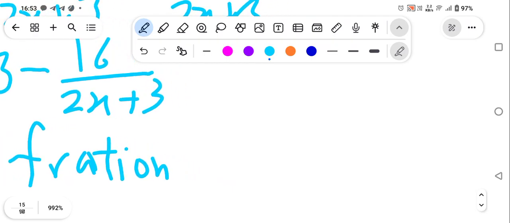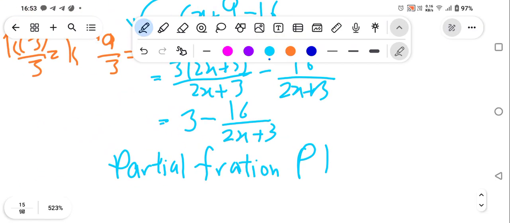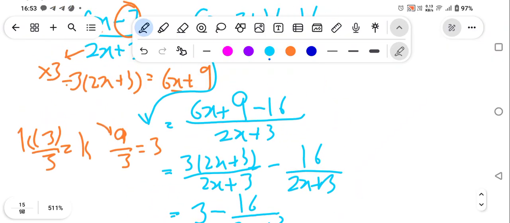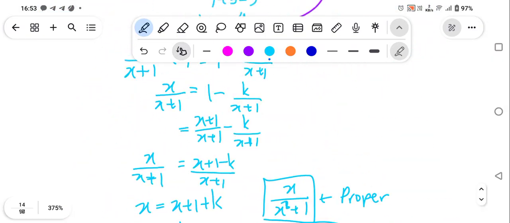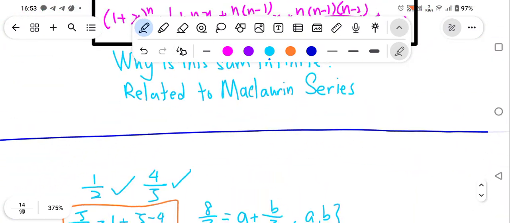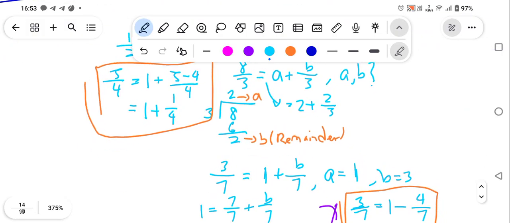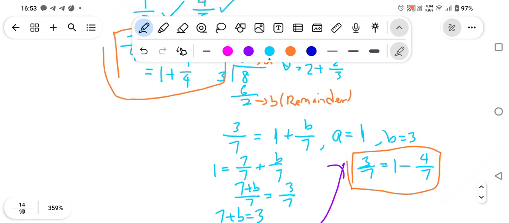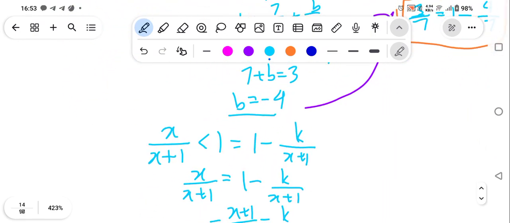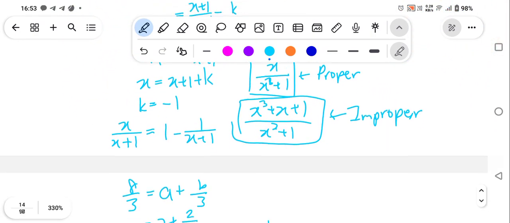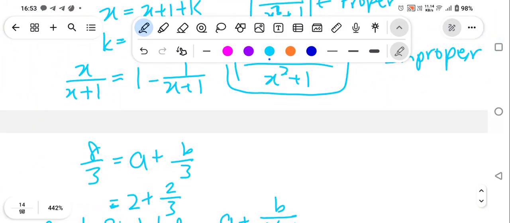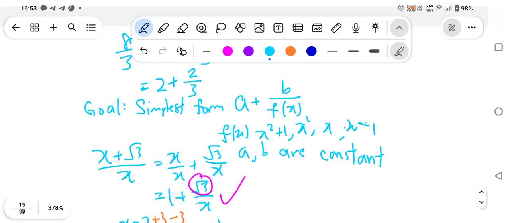Partial fraction, part 1. So what is the summary we learned from this? In summary, at first we talked about some normal fractions, and we know how to split and manipulate the fractions so that we get some constant. Then we learned what a proper fraction and an improper fraction are.